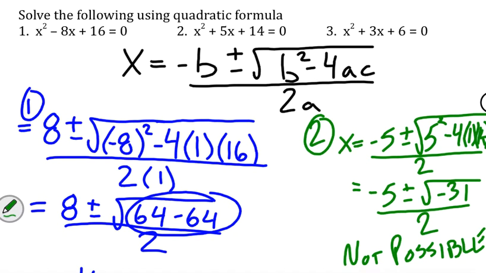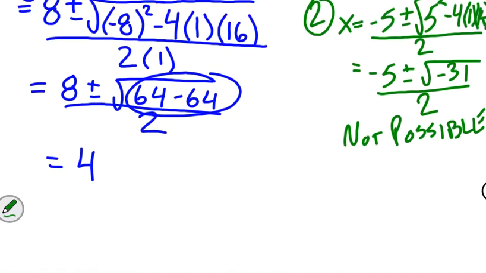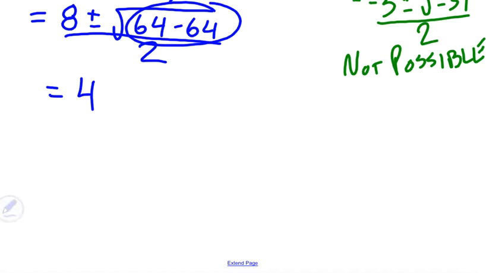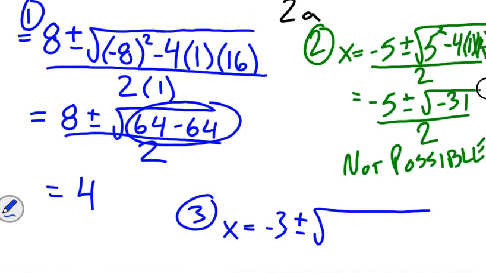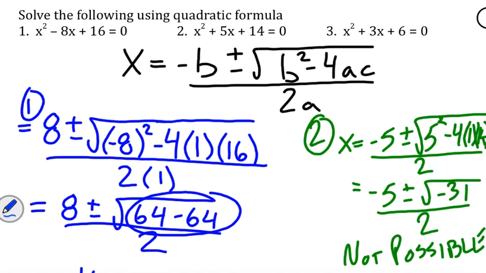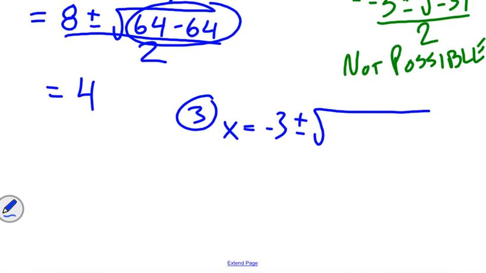And then finally, we've got 3x in the middle and 6, so this will be number 3. So we're going to have x equals negative 3 plus or minus the square root of, oh, am I doing this right? I think I missed a number. It's okay.